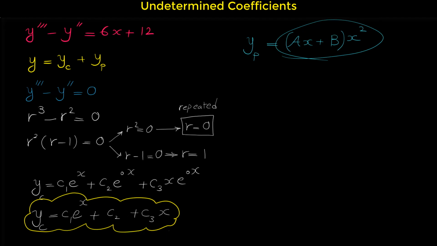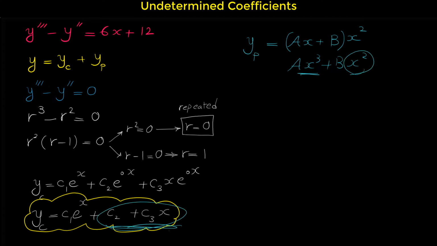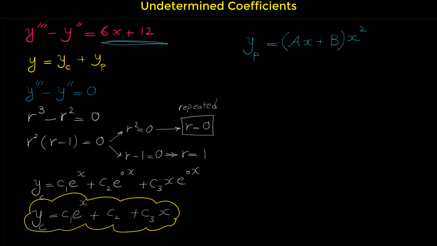Let's see if we multiply by x², what happens. Then we have ax³ plus bx². X³, we don't have any x³ here, and x², we don't have any x² here. So now this is the form of the particular solution. And as you know, a and b are the undetermined coefficients that we want to find. So the form of the particular solution for this third order differential equation is this.